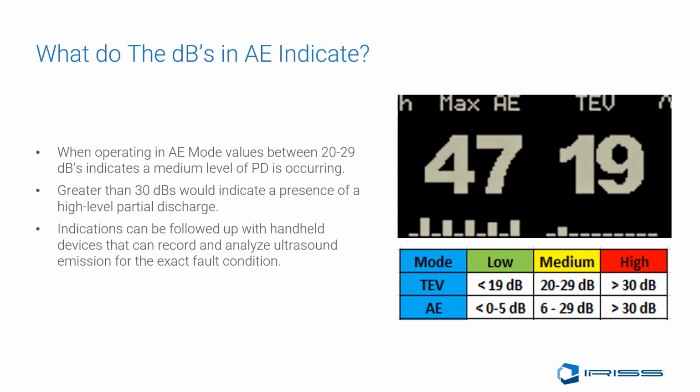When operating in AE mode, values between 20 to 29 decibels indicate a medium level of PD is occurring. Greater than 30 decibels would indicate the presence of a high-level partial discharge. Indications can be followed up with a handheld device that can record and analyze ultrasound emissions for the exact fault condition.